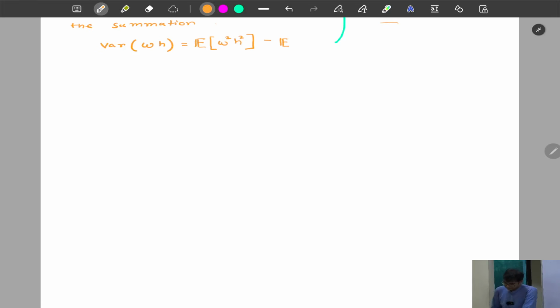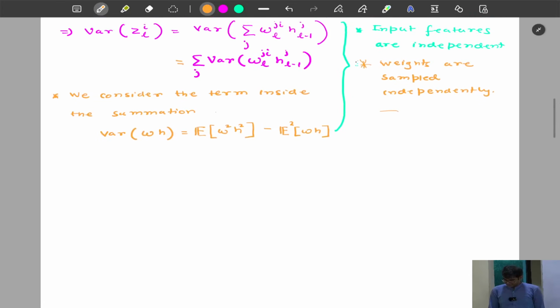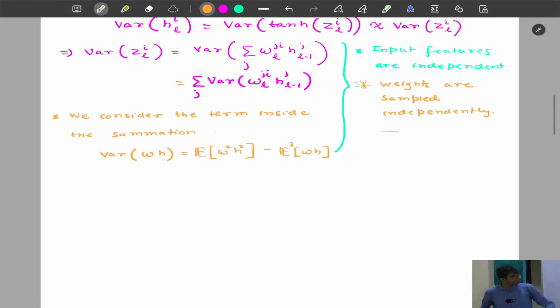Minus expectation square of W H, right? Now, what can you tell about W and H? Are they dependent, independent? And keep in mind this term, the index also, when I'm talking about it. Are W and H dependent, independent? Independent. Both are drawn independently. I mean, X is an independent feature. That's how W is coming, and W is also independent.